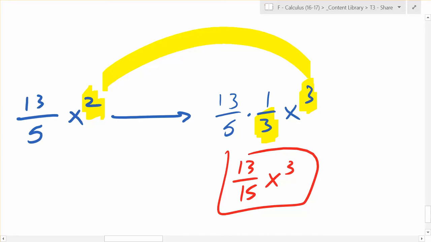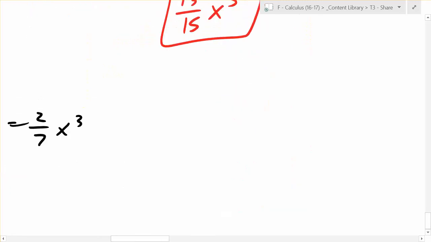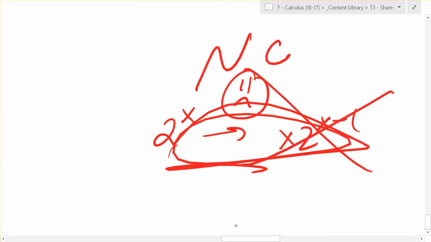As you practice this, how quick does it become? Very, very quick. Okay, ready? Should we make it even more general? What happens if you had a times x to the n, where a and n are constants? What is the antiderivative? Go.